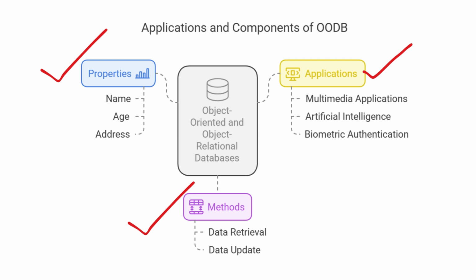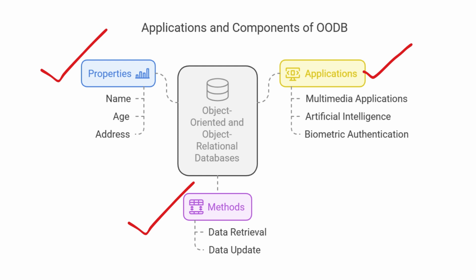So, where are OODB used? OODB are perfect for applications that need to store and retrieve complex data types. Some common examples include multimedia applications for storing and managing high-quality images, videos, and audio files. Artificial intelligence and machine learning for managing vast amounts of unstructured data. And biometric authentication, storing fingerprint scans, retina scans, and facial recognition data.